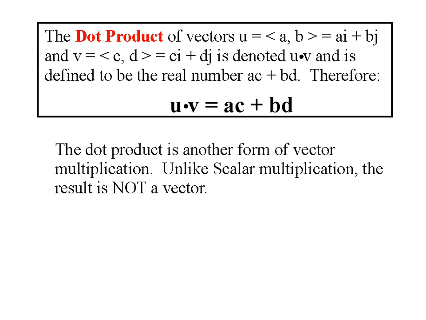So we have two vectors, either in component or linear combination form, and it is denoted as u dot v. So that's not u times v, it's u dot v. So it ends up being just a real number. For a dot product, you won't get another vector. You'll just get a real number. So it's the product of the two first components plus the product of the two second components, AC plus BD.